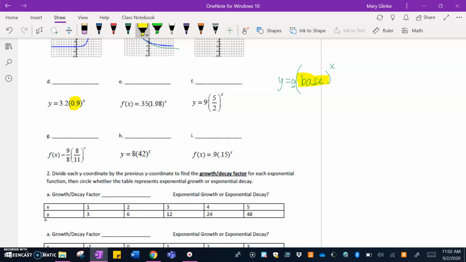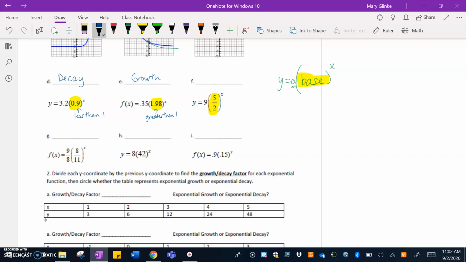So for D, we're looking at 0.9. For E, we're looking at 1.98. For F, we're looking at 5/2. So as we look at that base, if it is less than 1, that means that is going to be decay. If it is greater than 1, that is going to be growth. So D, because it's 0.9, is decay. E, because the base is 1.98, that makes it growth.